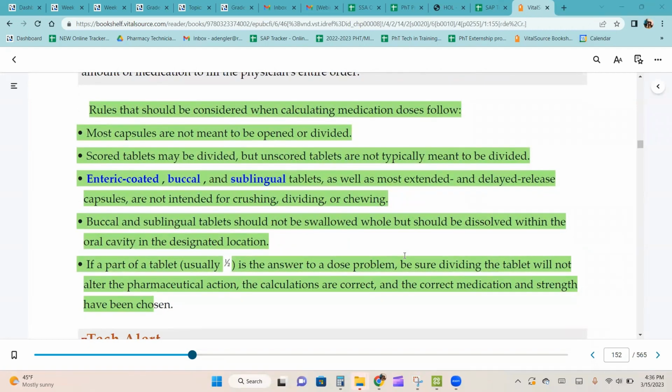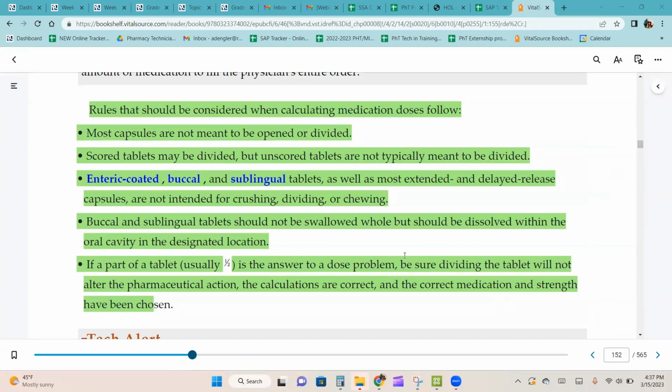Rules that should be considered when calculating medication doses follow. Most capsules are not meant to be divided or opened. Scored tablets may be divided, but unscored tablets are not typically meant to be divided. Enteric coated, buccal, or sublingual tablets, as well as most extended and delayed release capsules, are not intended for crushing, dividing, or chewing. Buccal and sublingual tablets should not be swallowed whole, but should be dissolved within the oral cavity in the designated location. If a part of a tablet, usually half, is the answer to a dose problem, be sure dividing the tablet will not alter the pharmaceutical action.